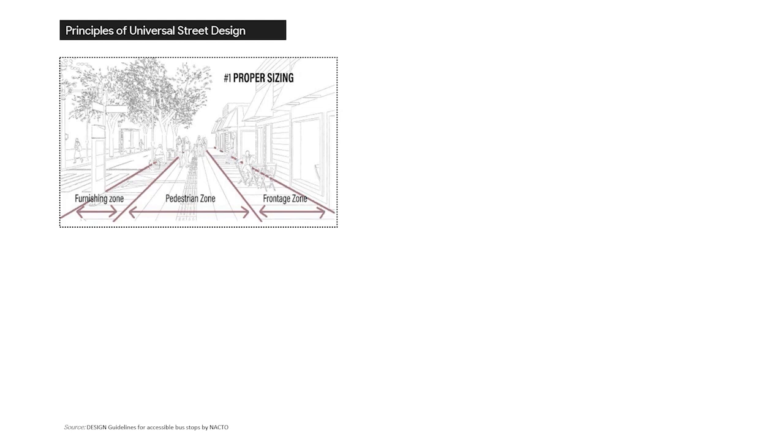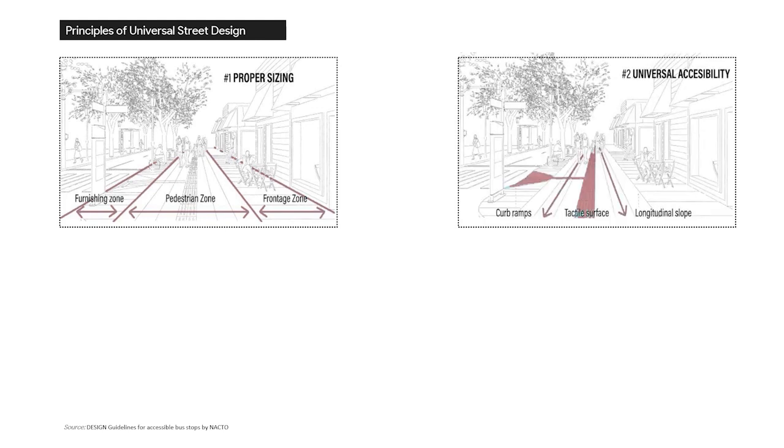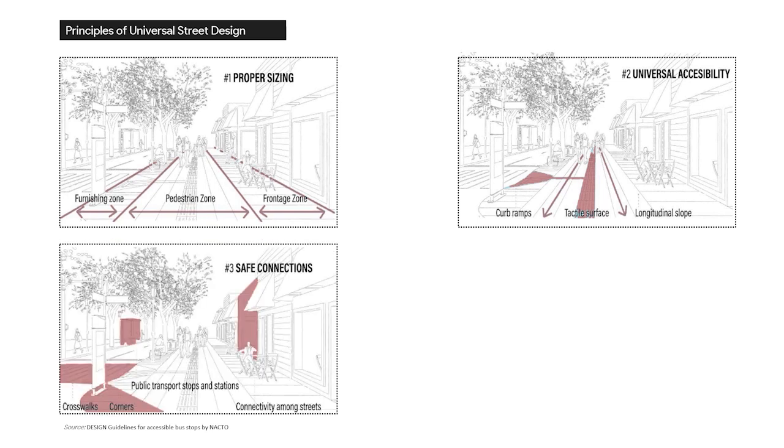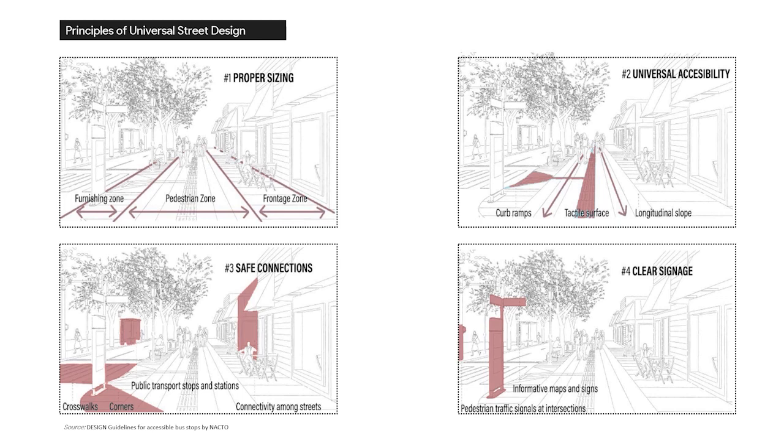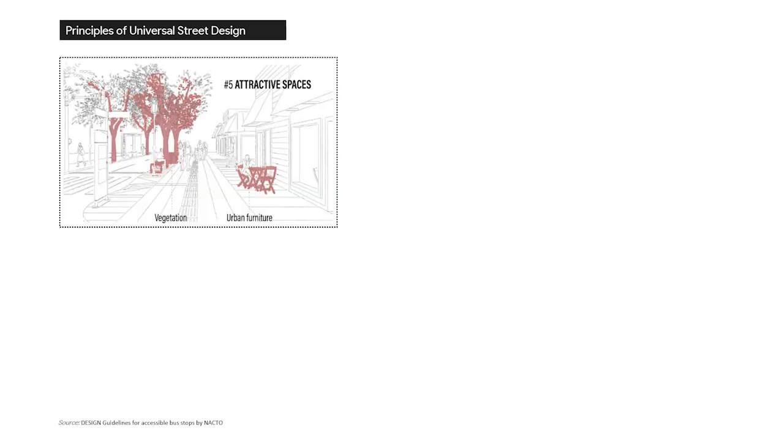As we can see, principles of universal design are not individual elements. They are all interconnected, like the distribution of zones on streets into furnishing zone, pedestrian zone, and frontage zone. Accessible curb ramps and tactile surfaces should be provided. For safe connections, corner curbs and crosswalks with table crossings, like those on Happy Street in Ahmedabad, can be designed. Clear signages with audio to guide all the people on the street are necessary. Spaces can be made aesthetic as well as accessible by placemaking.